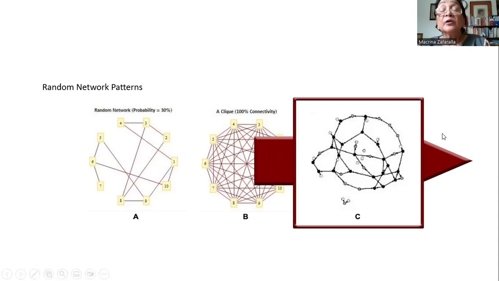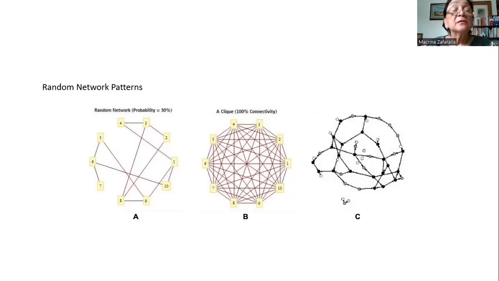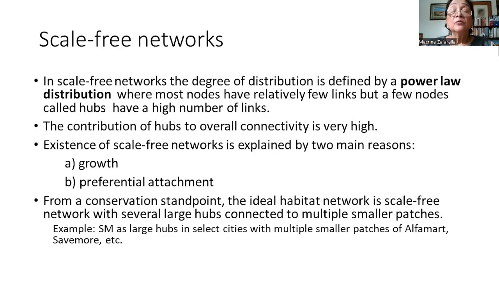This random network pattern, the third one here, shows that links exist between some of the nodes, but there are some nodes that are not connected to those that are farthest. Connection is only present between two nodes that are close together. Now we go to scale-free networks.